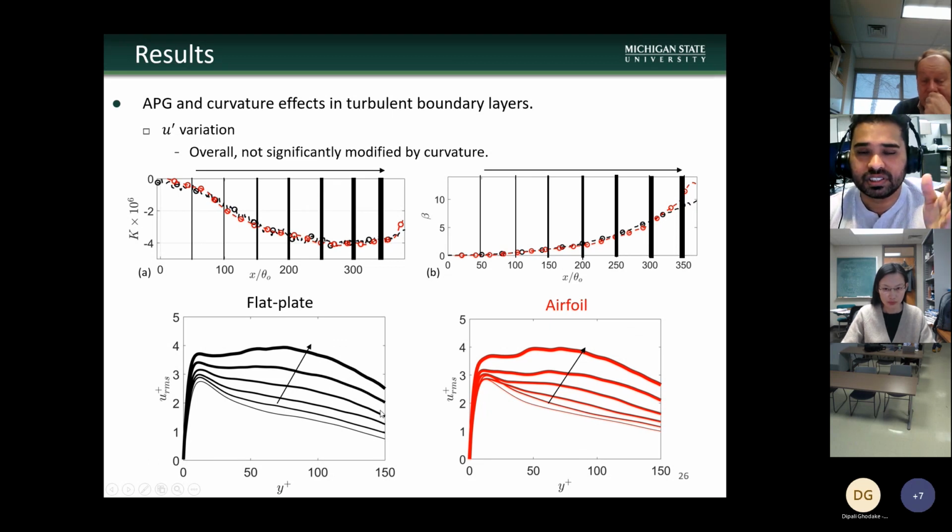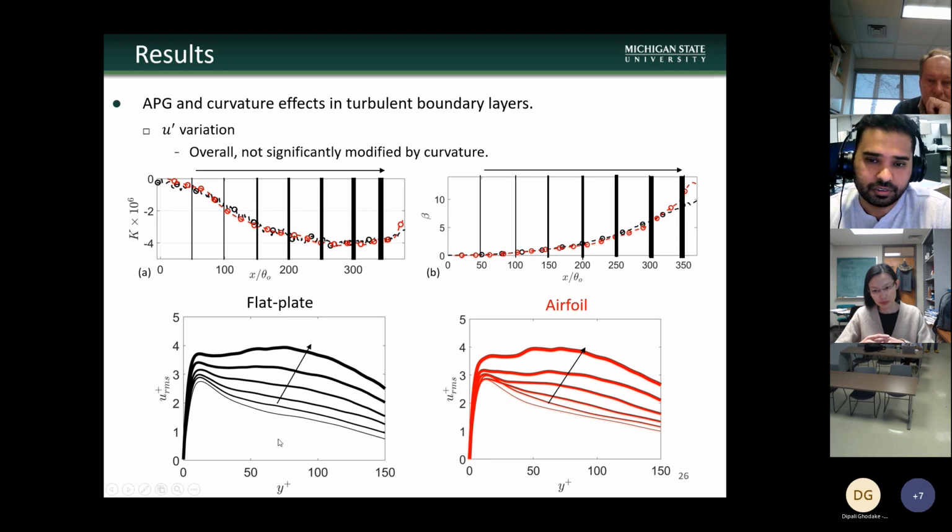Second, we have the variation of streamwise fluctuations, that is, how they vary with increase in APG. So as expected, with increase in adverse pressure gradient effects, we have higher streamwise fluctuations because of the energized turbulent structures away from the wall with APG. And the variation and the trend is very nicely captured between flat plate and airfoil.